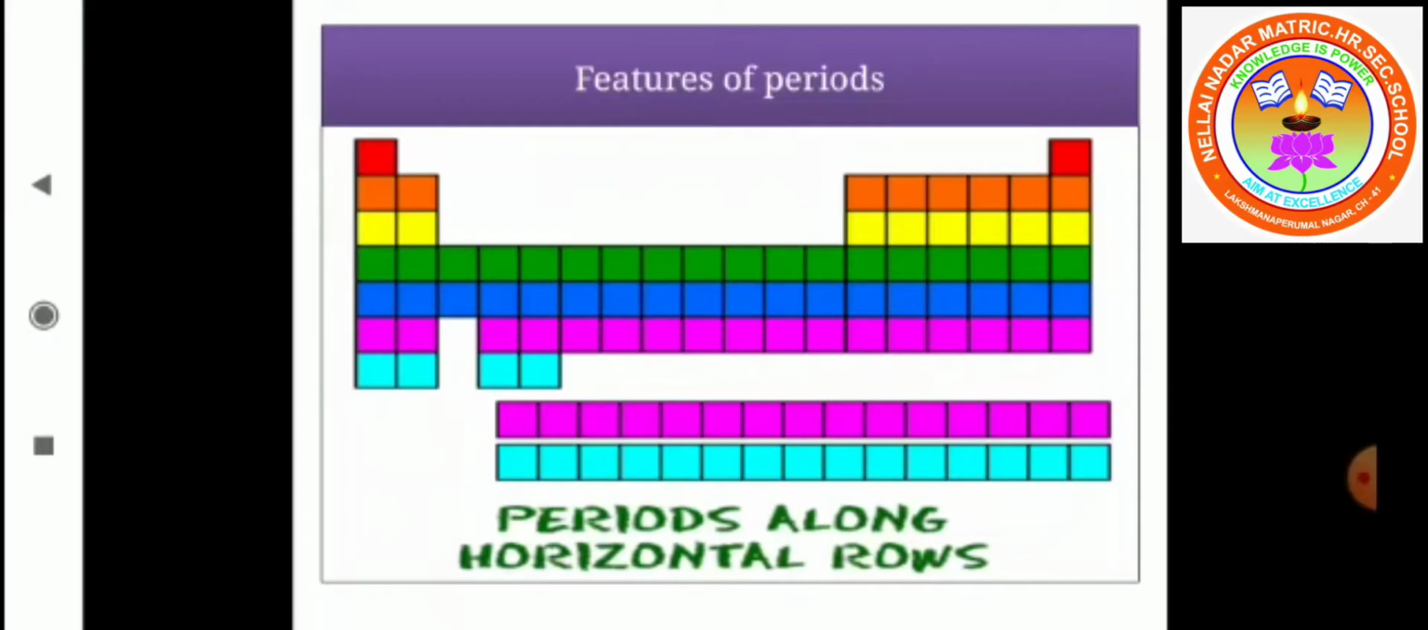Coming to the sixth period, denoted by purple color. Here, the third element in the sixth period is left blank, and the same purple colored elements are placed in 1 row at the bottom of the modern periodic table. They are called lanthanoids. Okay, children. So totally in the sixth period, 32 elements are there.